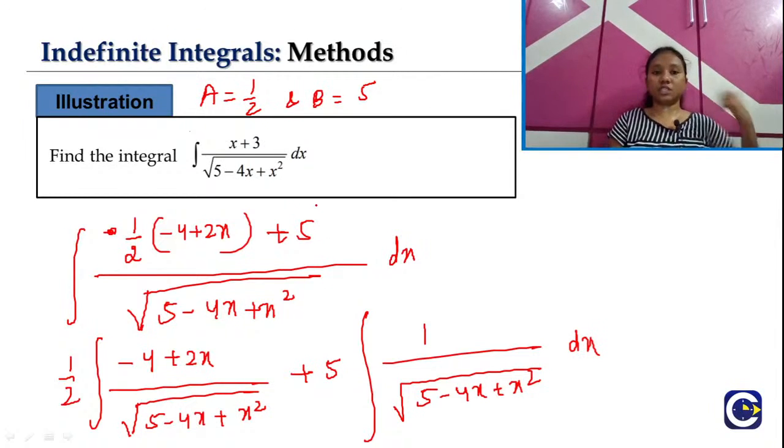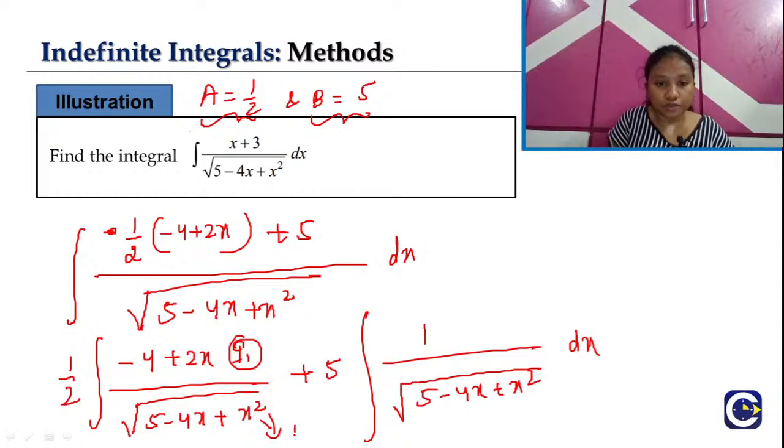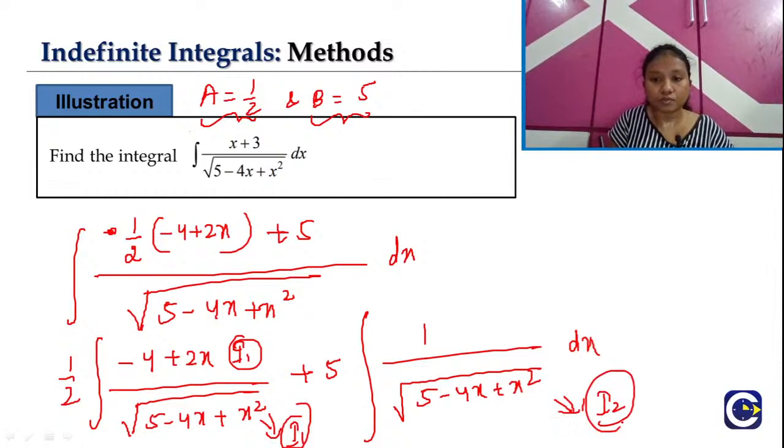So what is the first thing we have done? We have written px plus q equal to capital A into differentiation of our denominator plus b, and by simplifying it we end up having a value 1 by 2 and b value 5, right? So further we are just substituting that. So after simplifying we are having this. I am going to assume this first term to be I1 and this second term to be I2. So let's find the integral of I1 first.